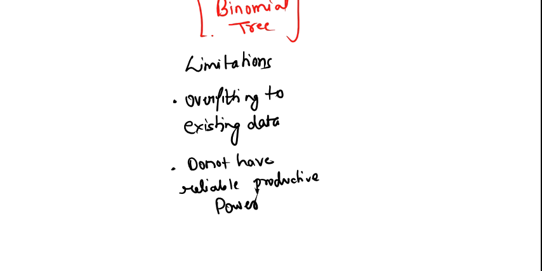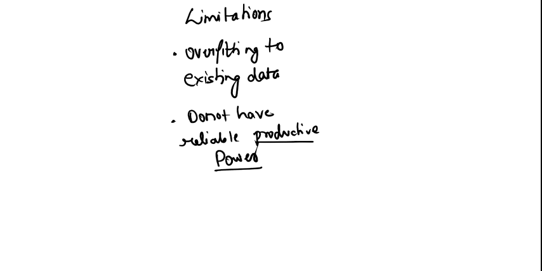Now this predictive power reduces when there is new information and new scenarios. Write down new information and new scenario.